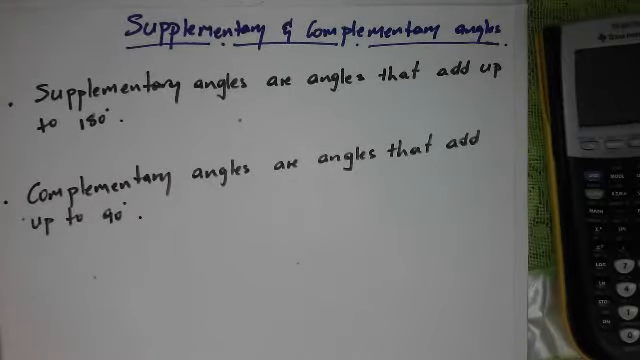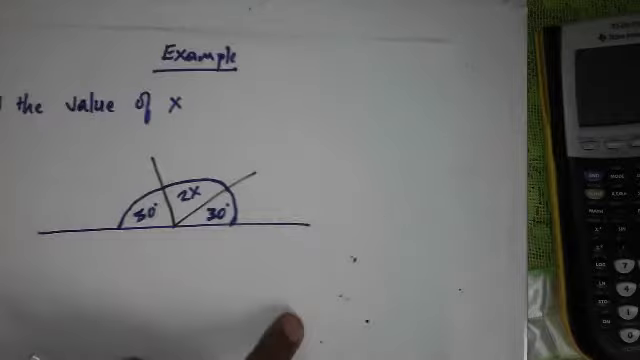This video is about supplementary and complementary angles. Supplementary angles are angles that add up to 180 degrees, or their sum is 180 degrees. While complementary angles are angles that add up to 90 degrees. Their sum is 90 degrees. Let's look at some examples here.